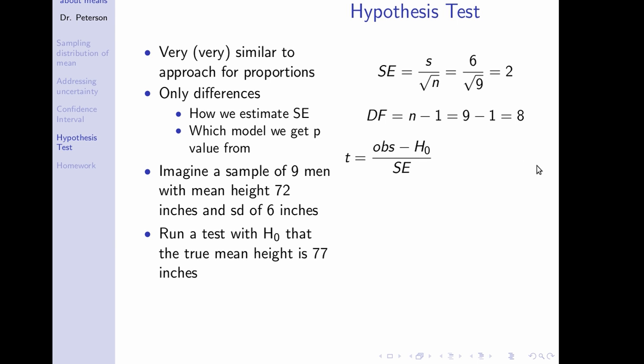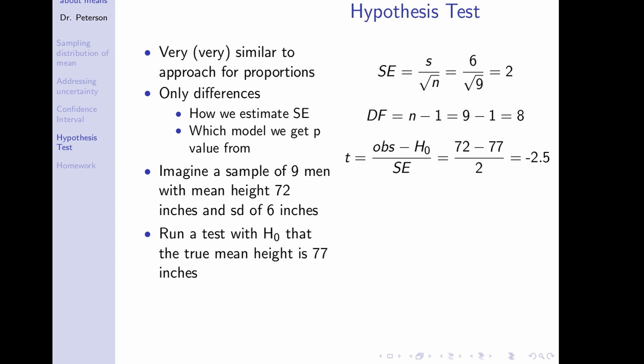divided by our standard error. You'll notice this looks almost identical to a z-score. That's because it is. The difference is that we're going to use the t distribution, and this has a slight difference because of how the standard error is calculated, which means we're going to call this a t statistic instead. So we take 72 minus 77 divided by 2, which gives us negative 2.5.